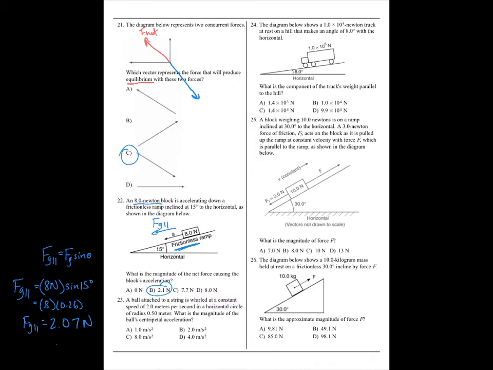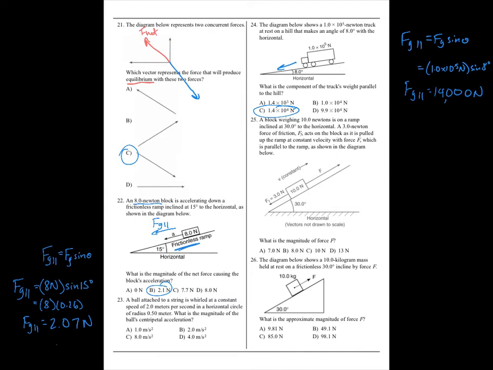Number 24. What is the component of the truck's weight parallel to the hill? Fg parallel, Fg sine theta. Okay, so they already gave you the weight in newtons, 1.0 times 10 to the 5th newtons times sine of 8 degrees. So you just plug and chug into the calculator. Oh my lord, guys. That's 100,000. That's a big number. Fg parallel is about 14,000 newtons. That's a lot. Choice C. There we go.